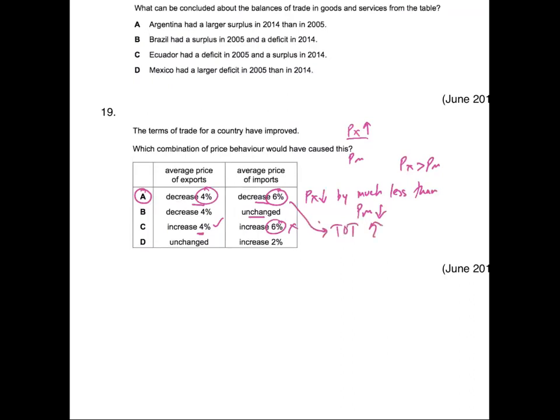Why is this wrong? Because if this is unchanged and the denominator is becoming bigger, terms of trade will fall. Here, the denominator is again rising faster than the numerator, so terms of trade will fall. And here the numerator is falling while the denominator is unchanged, and therefore terms of trade will fall. A is the right answer, where the terms of trade will actually go up.